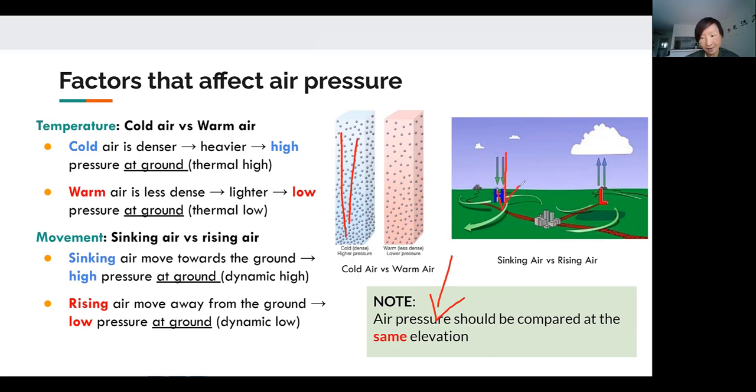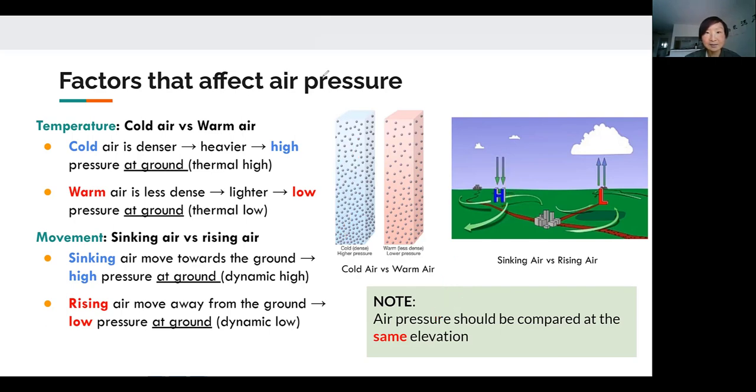Okay, how about descending air? That is due to the air movement. When the air is pressing down on the ground, you will have a higher pressure. The opposite, warm rising air, gives you low pressure. Very important, guys. Remember this.